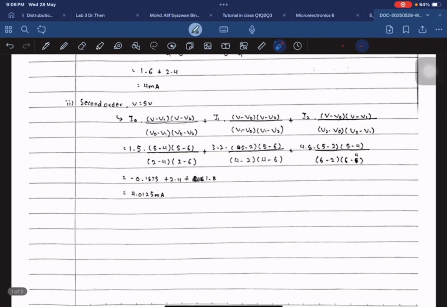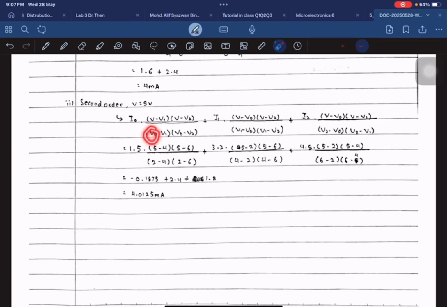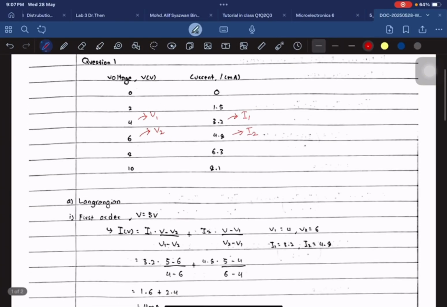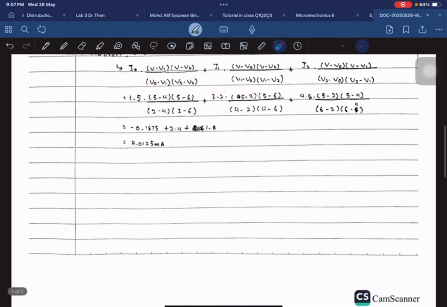So for the second order, this is the formula. Same thing, except there is one extra value, which is V0. This V0 will be the value before V1, so this will be V0, and this will be the corresponding I0. From these values, we can sub it into this formula and we can get the answer of 4.0125 milliamps.